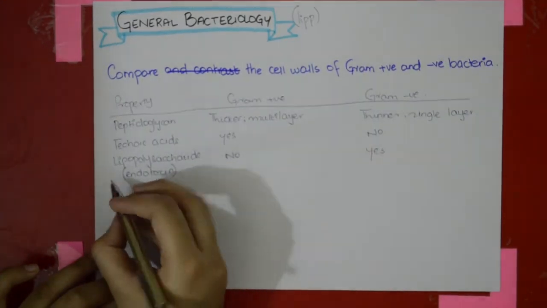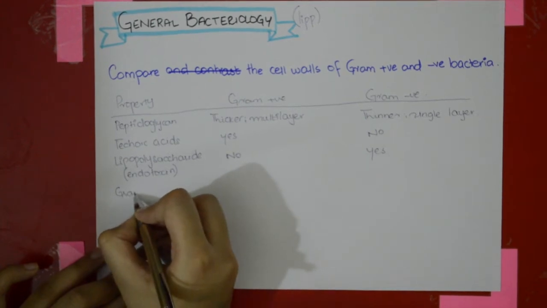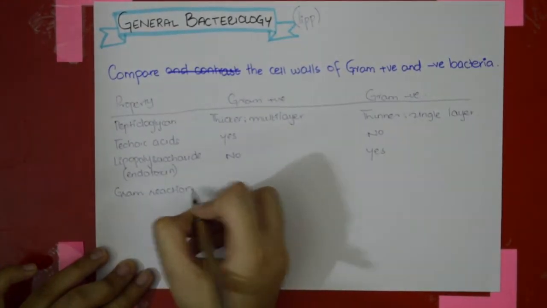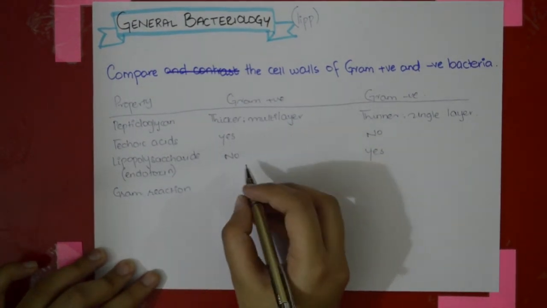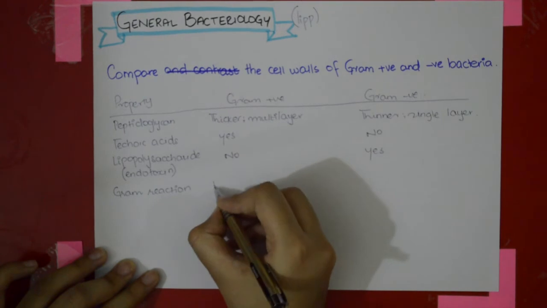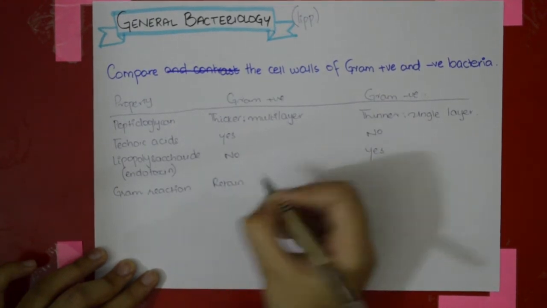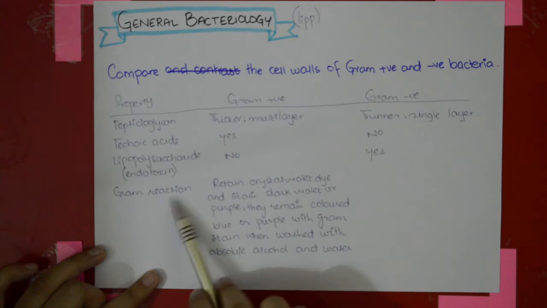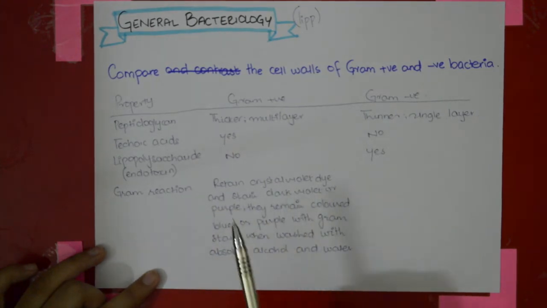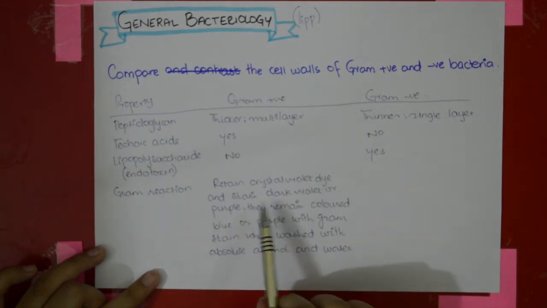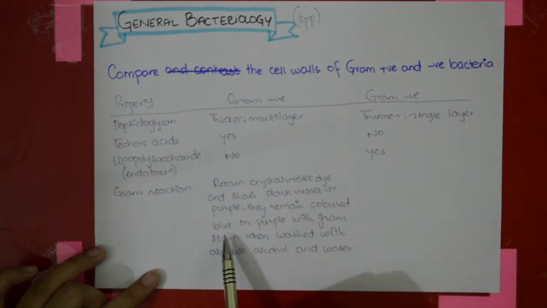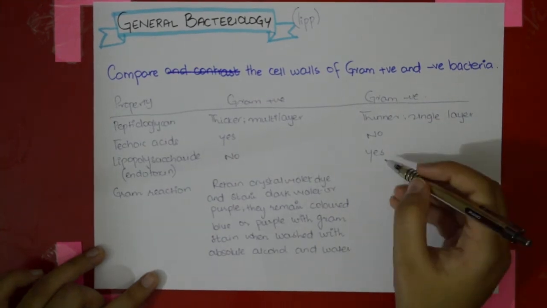So the next property now is the gram reaction. This is not mentioned in our book and not in that very table. So the gram reaction for gram positive is that it retains crystal violet dye and stains dark violet or purple, and they remain colored blue or purple with gram stain when washed with absolute alcohol and water.